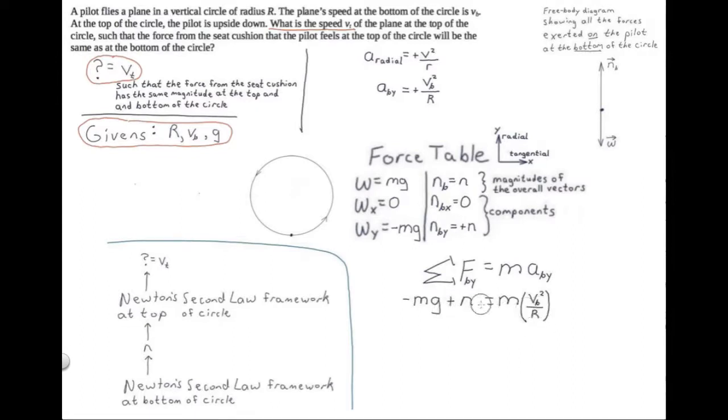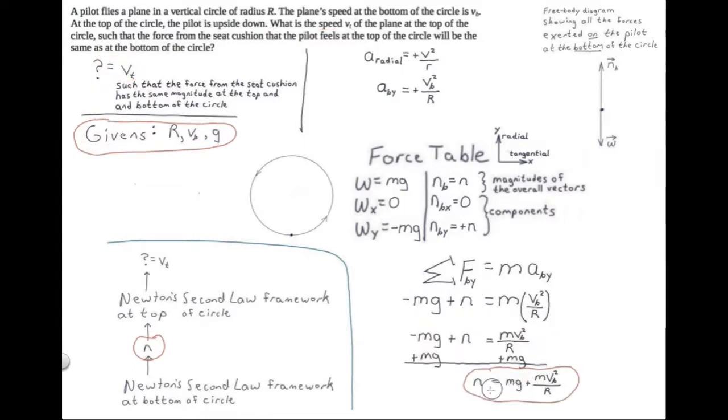We can treat those given symbols as knowns. The Newton's second law y equation also contains two unknowns, m and n. We're treating m and n as unknowns because they're not on our list of givens. So should we solve this equation for m, or should we solve this equation for n? Well, remember that our plan was to apply the Newton's second law framework to the pilot at the bottom of the circle to determine n. So we're going to solve this equation for n, not for m.